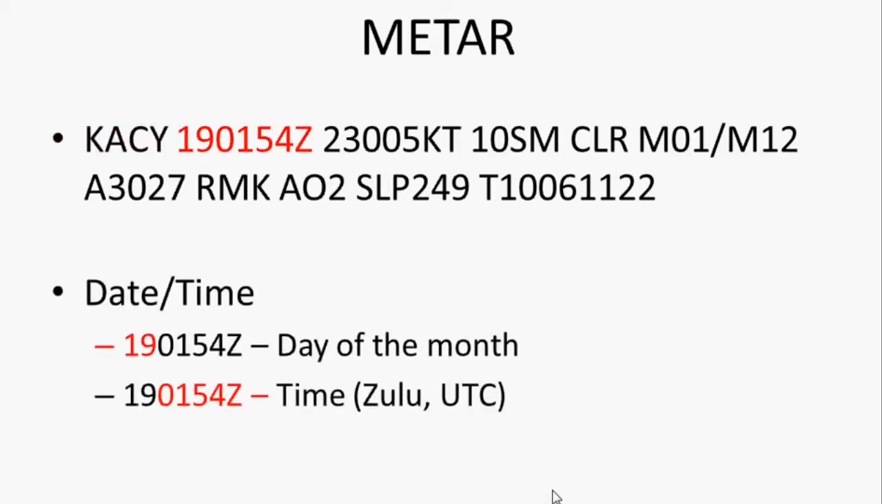The next block of information is the date and time. The first two digits are the day of the month, and the next four digits are the time in Zulu format. So for this example, it is the 19th day of the month. You must know which month we're in, and it is 1:54 Zulu, same thing as Universal Coordinated Time.